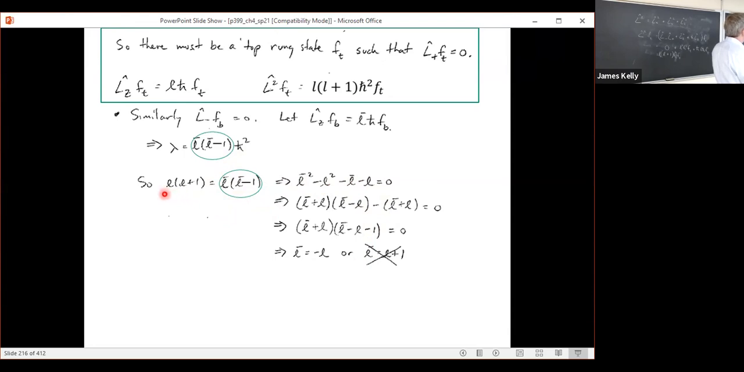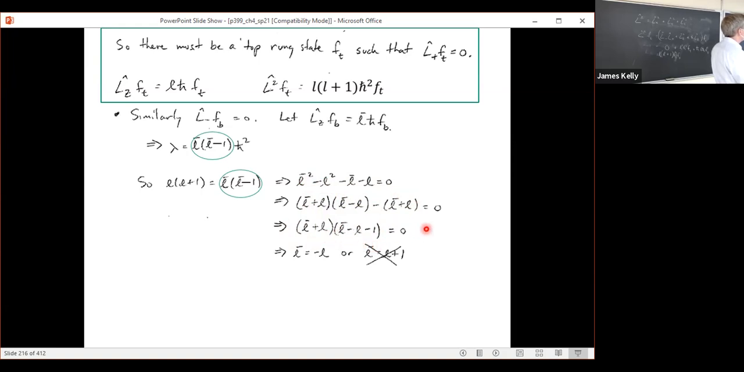So it has to be true that the lambda value is the same on all rungs of the ladder, and therefore l times (l plus 1) has to be the same thing as l bar times (l bar minus 1). Let's expand those out and see what the conclusion is. Let's multiply them out, put them all on one side and set it equal to 0. Let's do some factoring. I've got a difference of two squares, so that's (l bar plus l) times (l bar minus l), and then I've got minus l bar plus l. Notice I've got a factor of l bar plus l in both of these terms, so I can factor it out: (l bar plus l) times (l bar minus l minus 1).